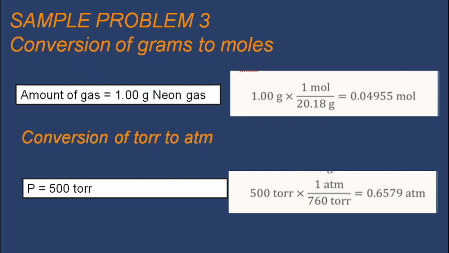And the answer is 0.04955 mole. And because the pressure is given in torr, we need to convert it into atmosphere. So 500 torr times 1 atmosphere divided by 760 torr. We cancel the unit torr, multiply 500 by 1 atmosphere, and divide the answer by 760. So the answer is 0.6579 atmosphere.